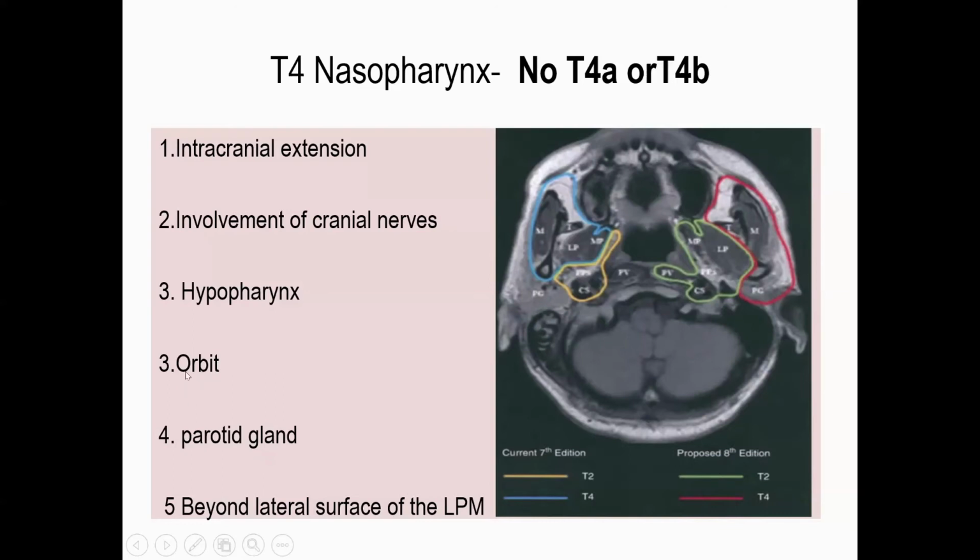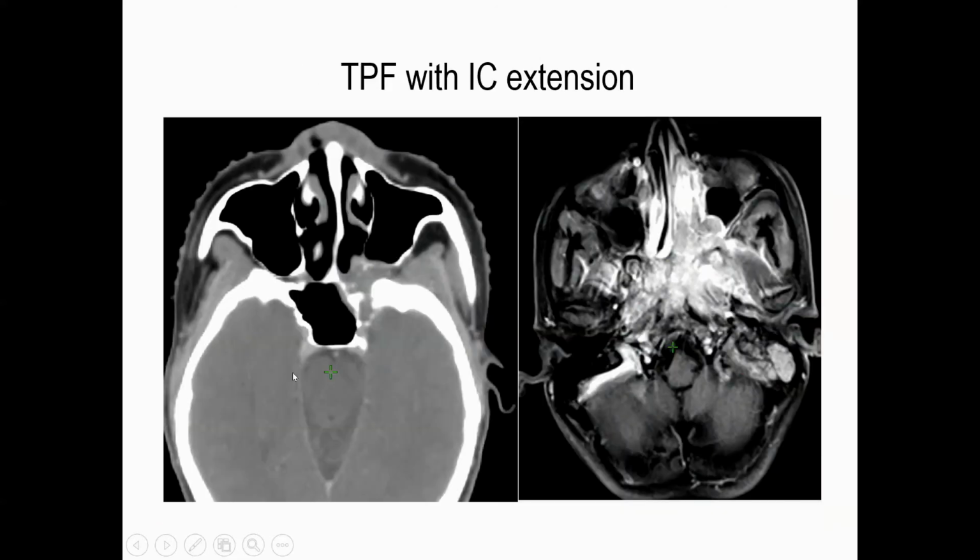Orbit involvement I have seen, I will show you. Parotid gland, because beyond the parapharyngeal space, when the parotid space is involved, then it becomes T4. So this is the parotid, becomes a T4. The orbit involvement I will show you, that is T4. Then any tumor beyond the lateral border of the lateral pterygoid muscle, that I have been repeating many times, is also T4 disease. The parotid gland involvement is a T4 tumor beyond the lateral border of the pterygoid muscles. Now I will show you one by one.